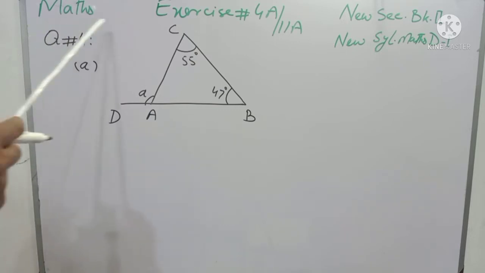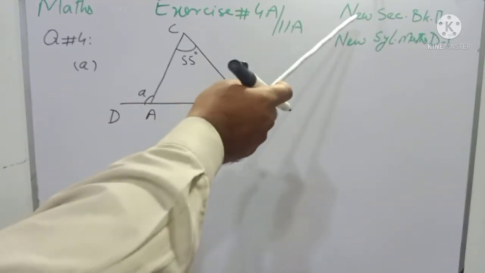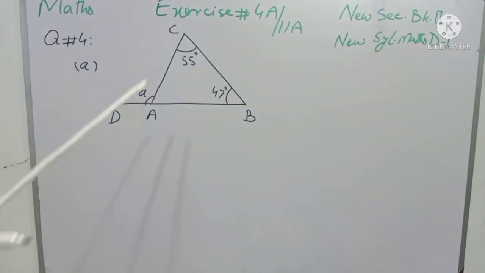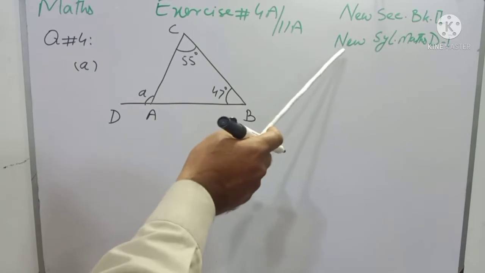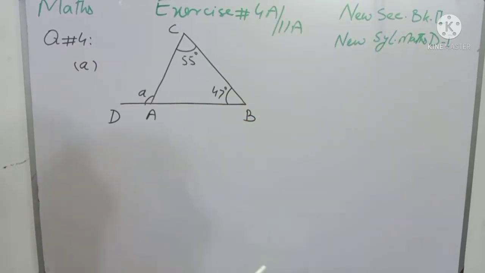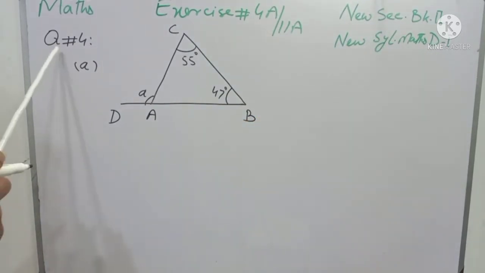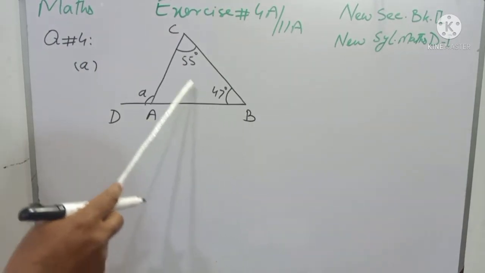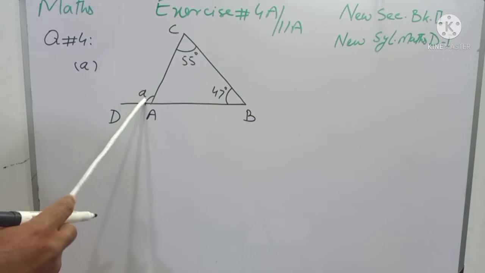Dear students, mathematics exercise number 4A for New Candy Mathematics book 2, class 7 students, and exercise 11A for new syllabus mathematics D1 for A level O level students, and question number 4. DAB is a straight line and we have to find the value of unknown.